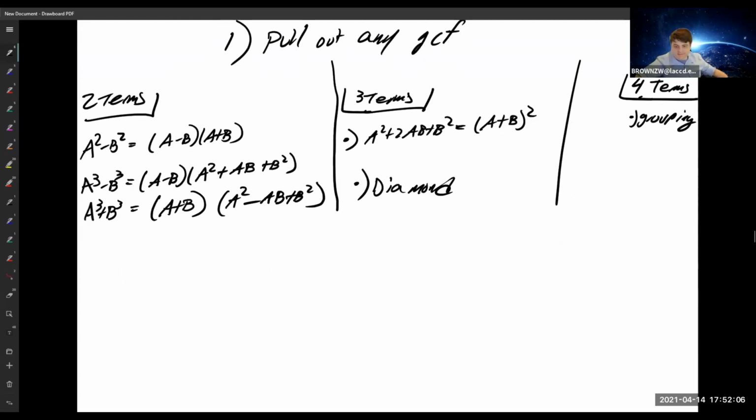So let's say we have the following. Once again, the prompt for all of these is just going to be to factor. So let's look at the first one. 18x squared plus 84x plus 98.